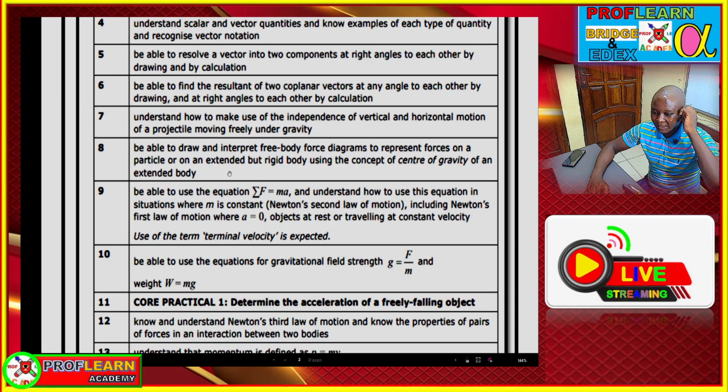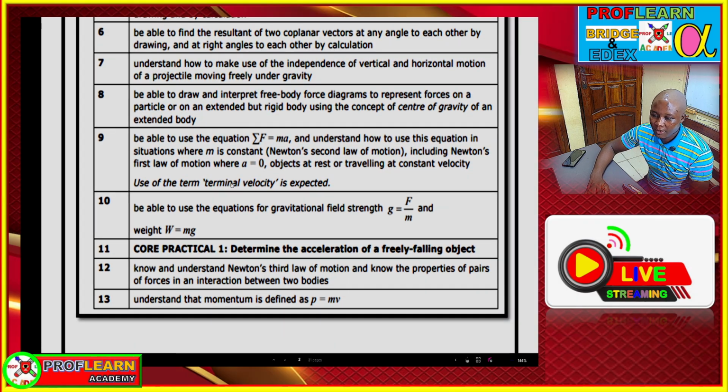Projectile motion is another area that you are going to be tested. Use of the term terminal velocity. Remember, terminal velocity is the constant velocity an object travels at, especially during free fall, when the weight is equal to the upward force. The resultant force is going to be 0 when an object is moving at terminal velocity.